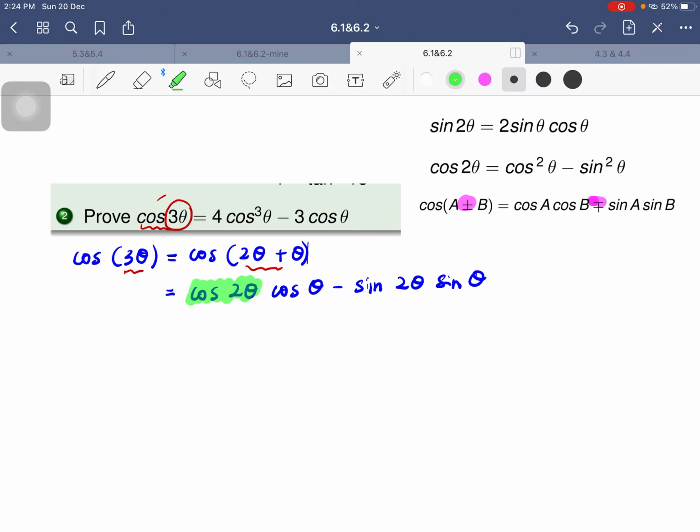And then I noticed that I end up with a double angle formula. So I got cos of 2 theta. I also have sine 2 theta, for which I can actually apply the double angle. So now let's start applying the double angle.